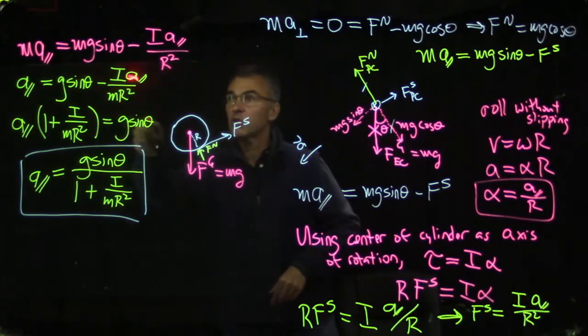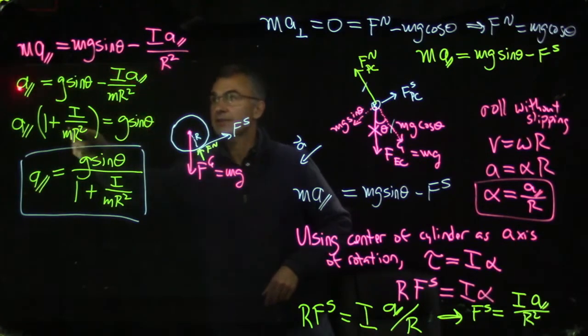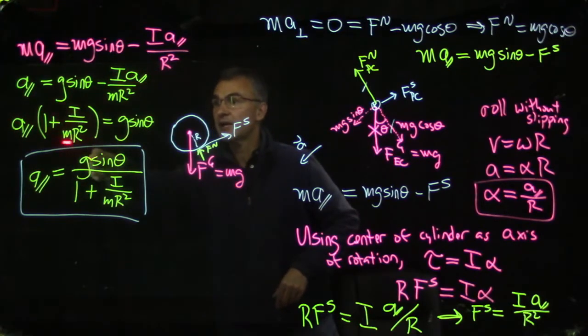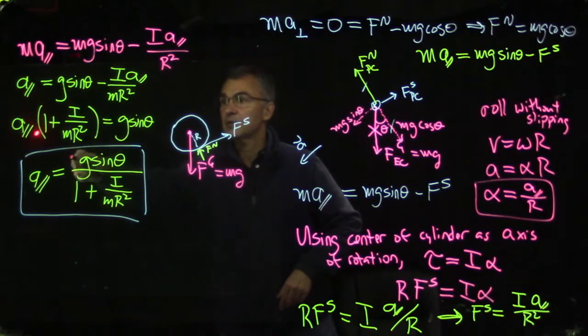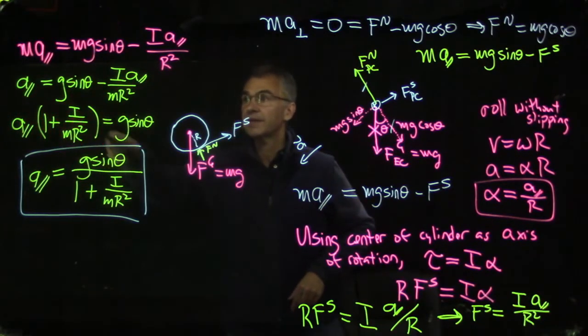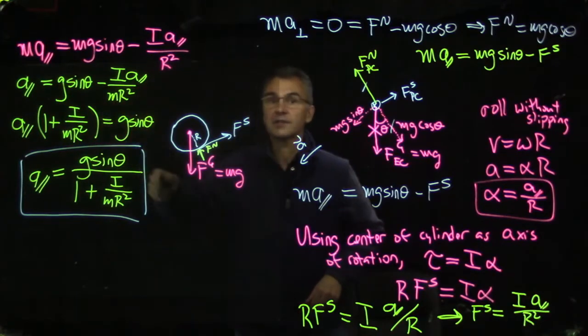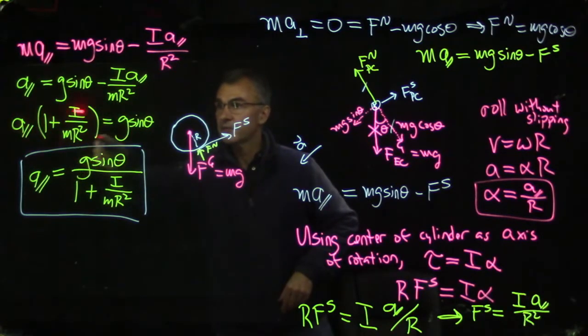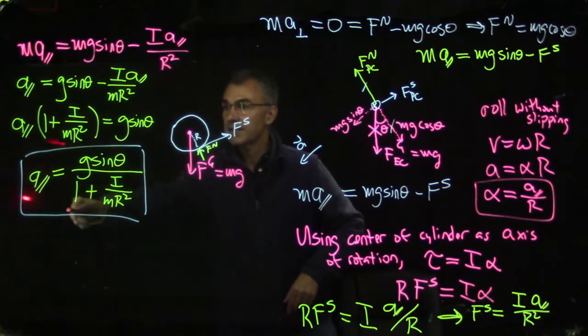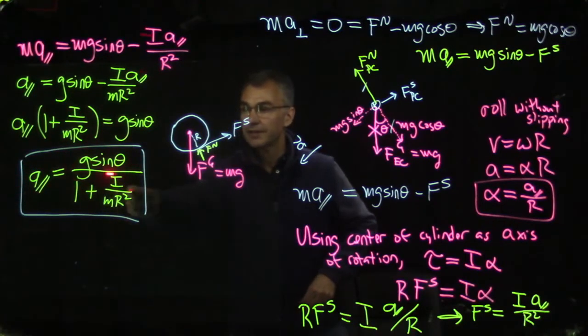Then we take this term and move it over here. So see that we can just factor out the a downhill, and we have a downhill times 1, and a downhill times I over m r squared. So that gives you a downhill times 1 plus I over m r squared. That leaves just g sine theta on the right. So then we can divide both sides by this. We get the downhill acceleration equals g sine theta divided by 1 plus I over m r squared.